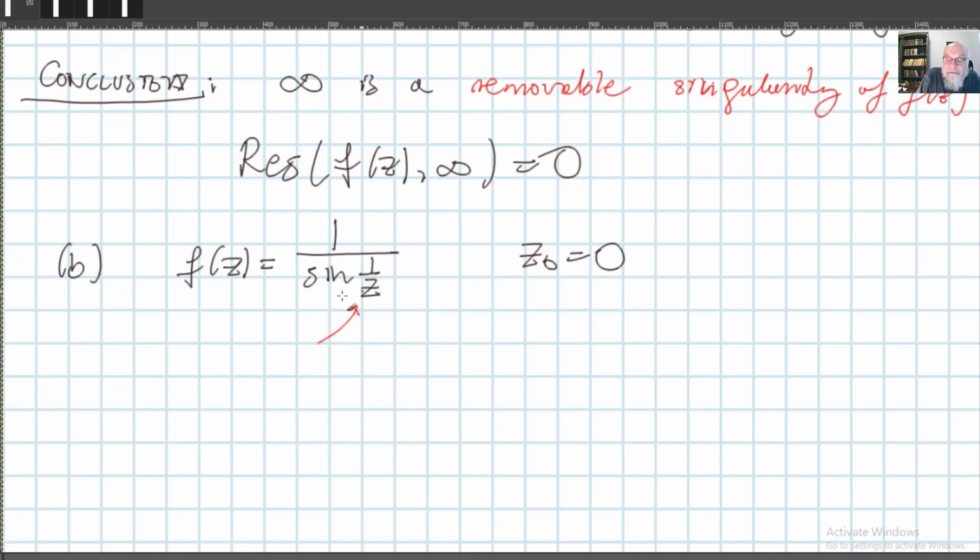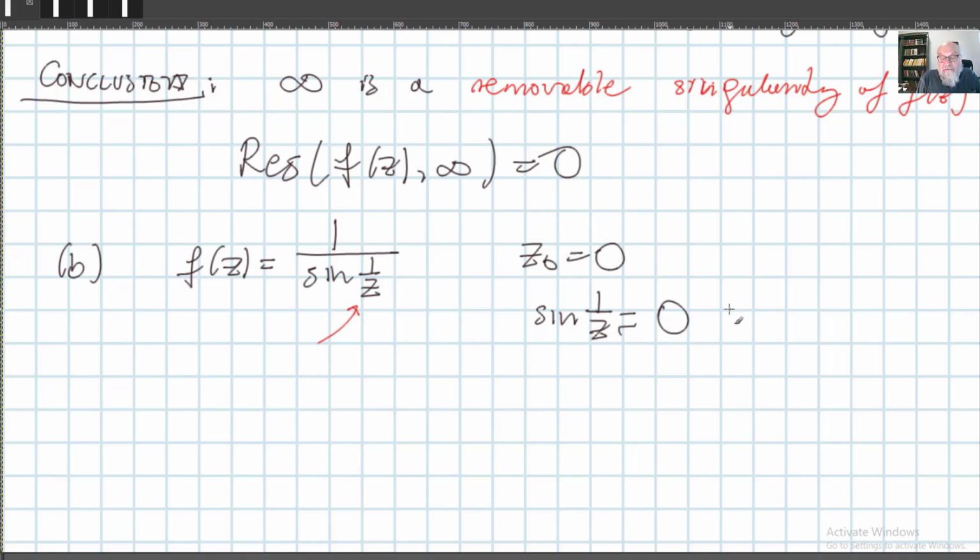And the second one, you have to understand that every zk must be a 0 of sine of 1 over z. So what does it mean? Maybe let's write it down. Solve the equation sine of z is equal to 0. It gives you the other singular points.